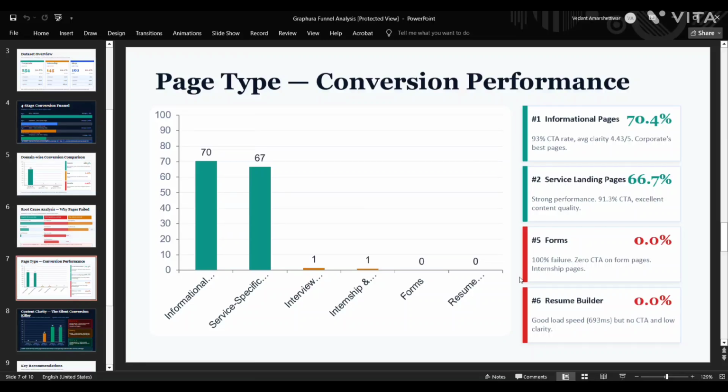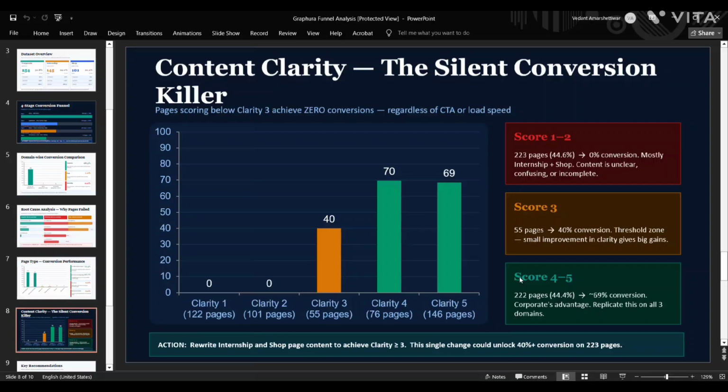Top performing page has a 93% CTA rate and clarity of 4.4. Bottom page has nearly zero CTA presence and clarity of 1.18. So this confirms that the conversion problem is a content and UX problem, not a technical one. This is one of the most significant findings in our analysis.